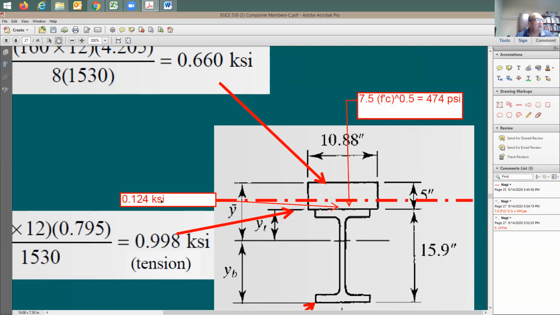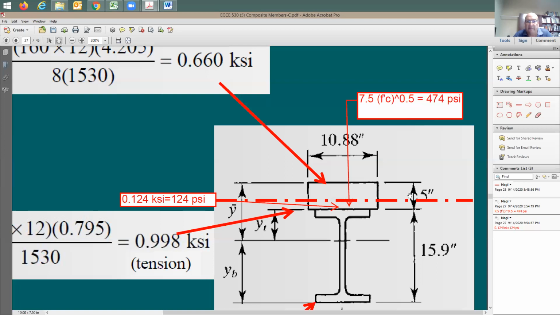So we're going to be looking here. It's going to be equal to 124 PSI. So is the concrete cracking at the interface between the steel and concrete? No, it is not cracking. It is not yet at the 474 psi limit. So someone can say, concrete here is good.